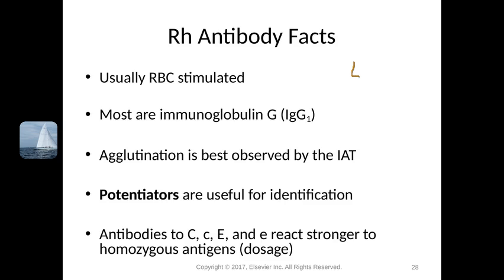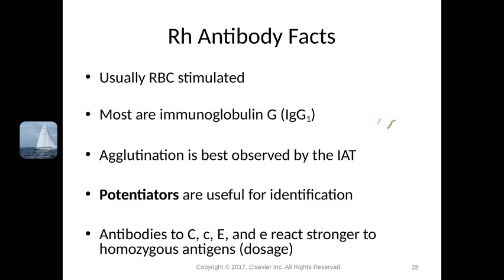Okay? Because this means if we've got the big C and no little c, on our red cell we have a double dose of C antigen. So it will react more. Okay? So that double dose will cover the antigen.